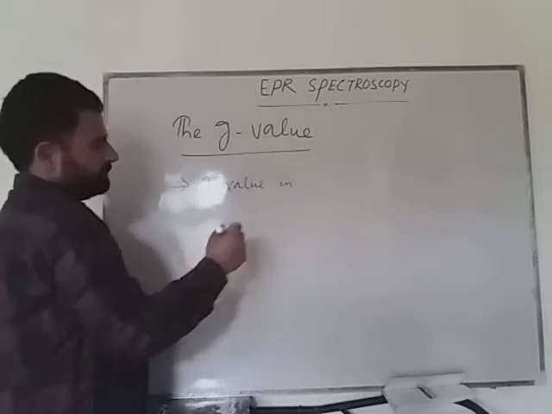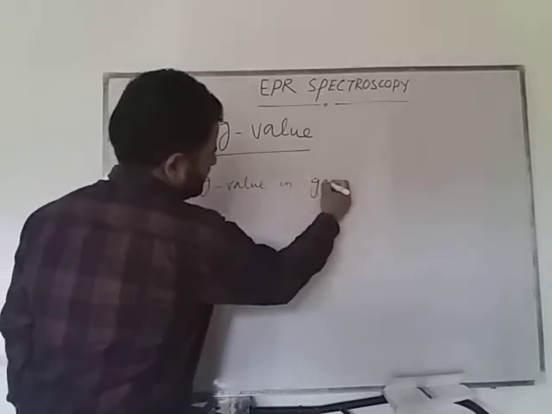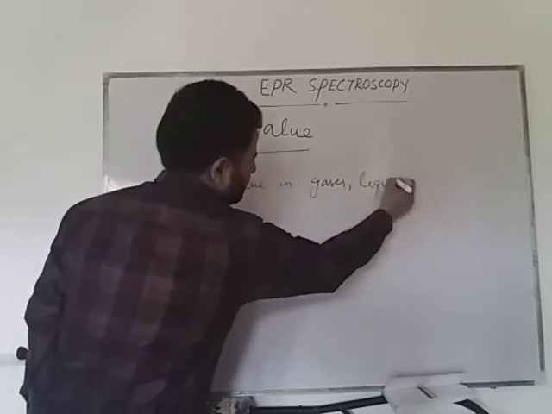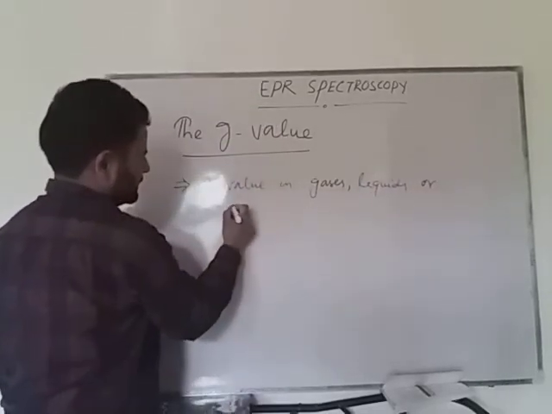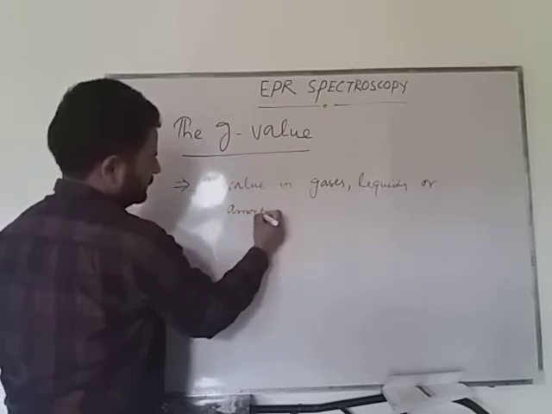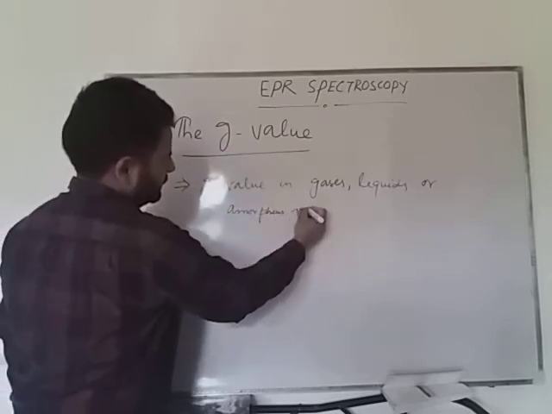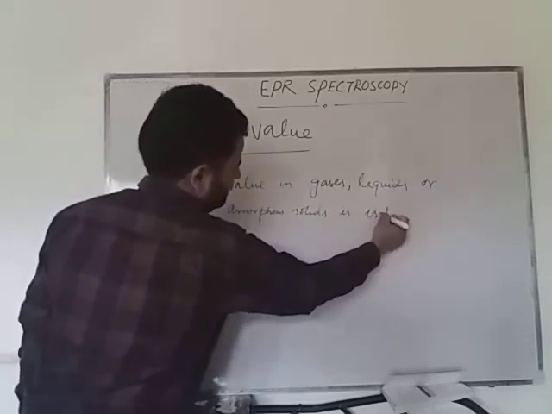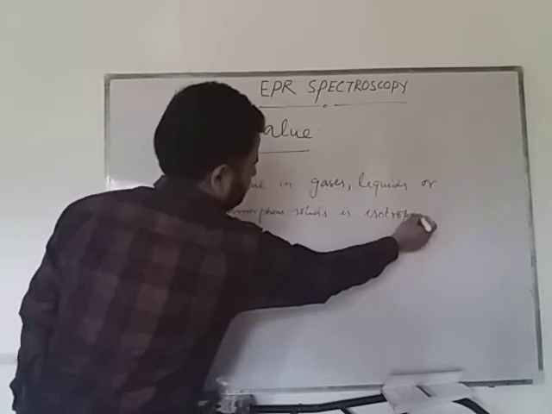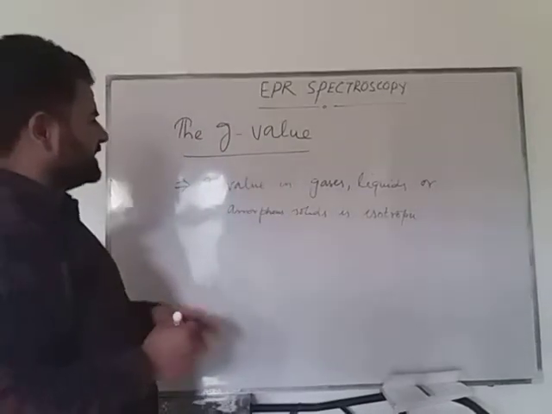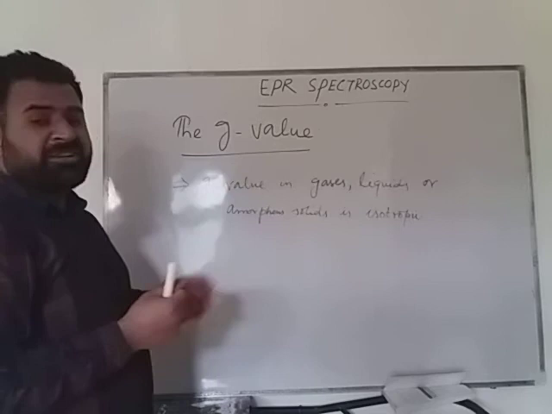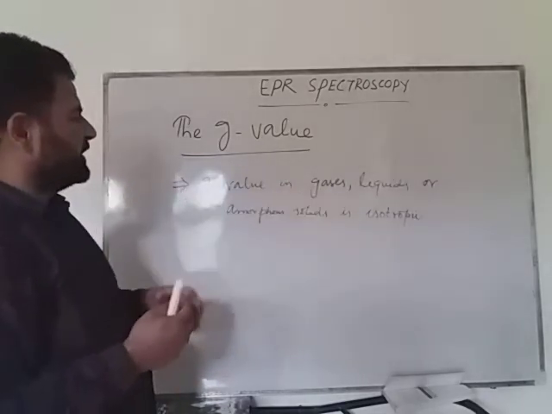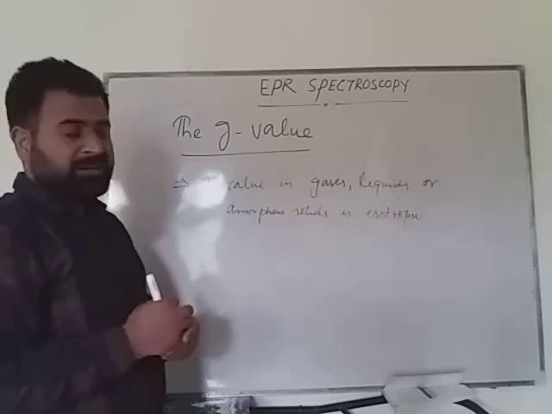that this g value in gases, liquids or amorphous solids is isotropic. What does that mean? That means the g value does not change in case of gases, liquids or amorphous solids when we measure them in different directions.